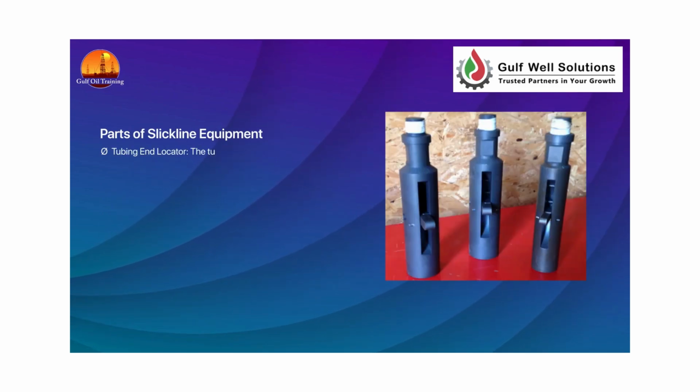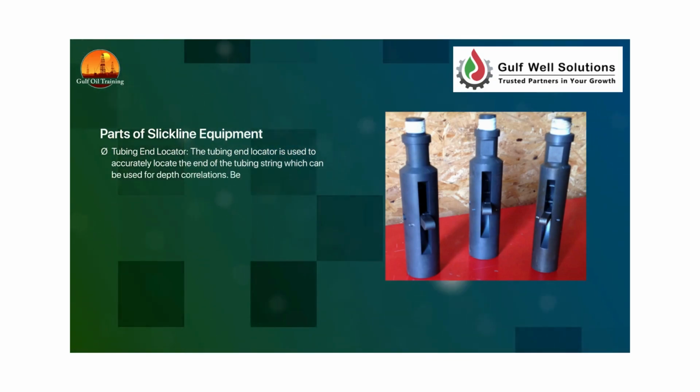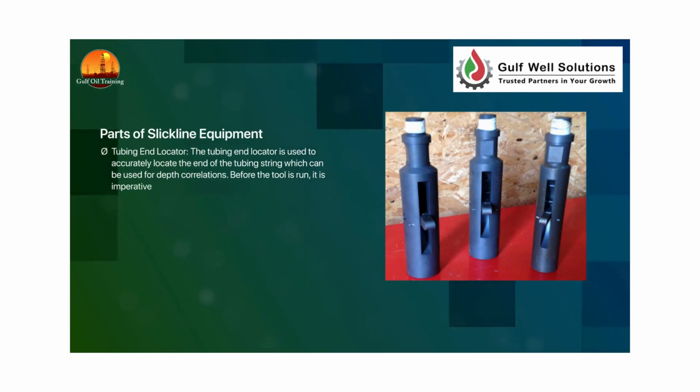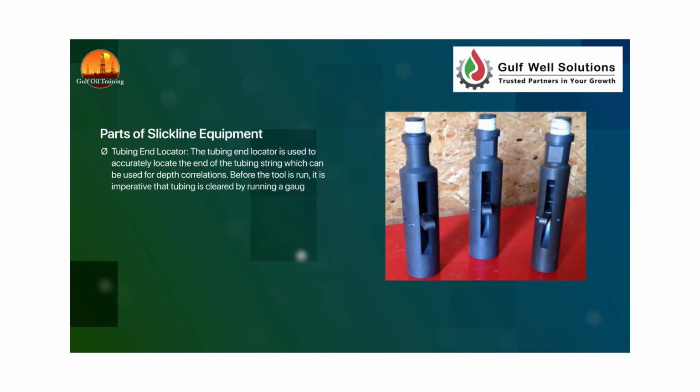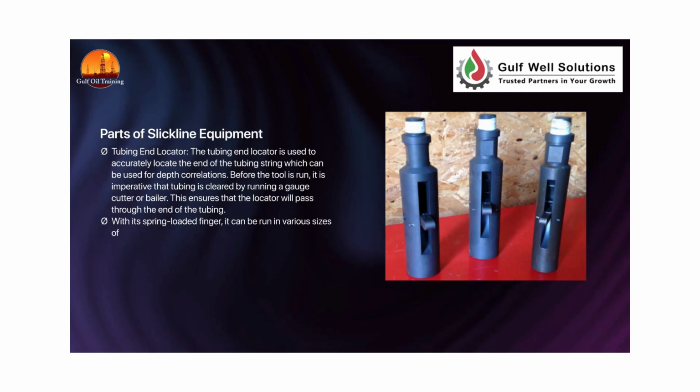Tubing end locator. The tubing end locator is used to accurately locate the end of the tubing string, which can be used for depth correlations. Before the tool is run, it is imperative that tubing is cleared by running a gauge cutter or baler. This ensures that the locator will pass through the end of the tubing. With its spring-loaded finger, it can be run in various sizes of tubing, ranging from 2 3/8 to 4 1/2.